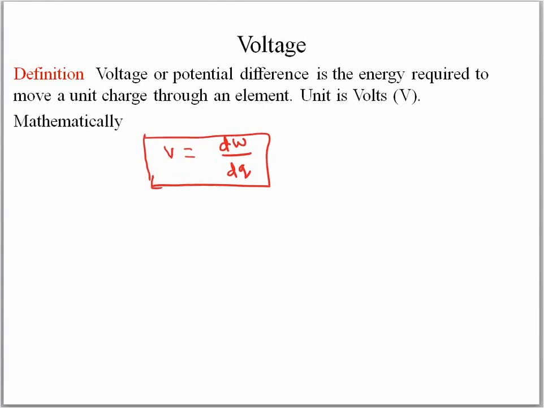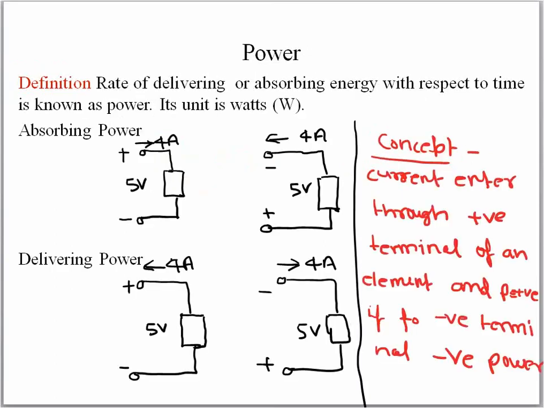Okay, and the unit is volt. If we write the unit of work as joule and the unit of charge as coulomb, then its unit would be joule per coulomb also. Okay, let's go to the next slide.